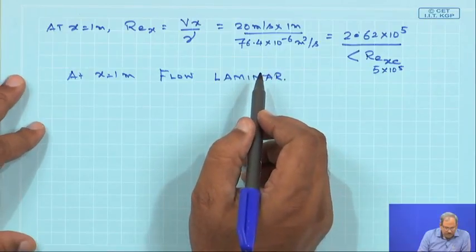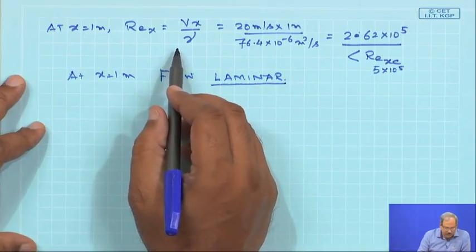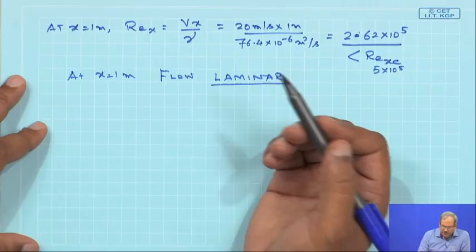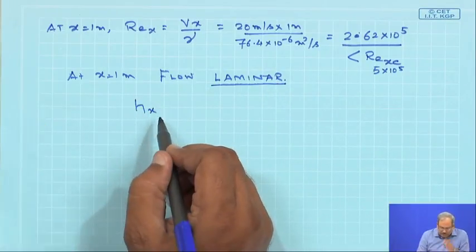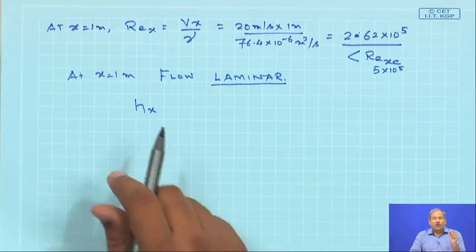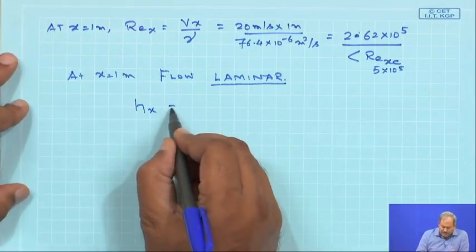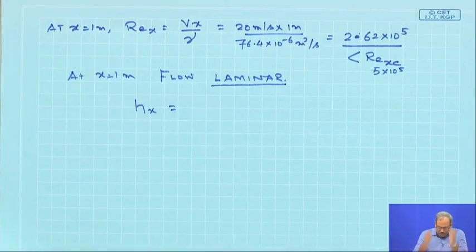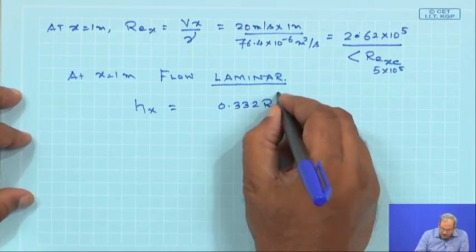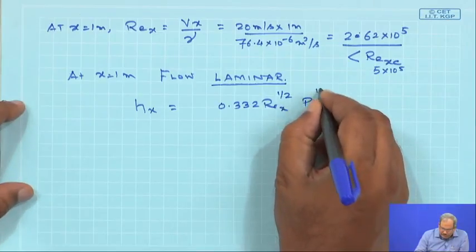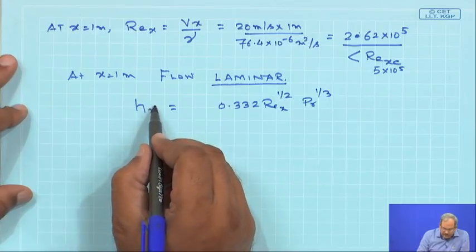So, therefore, you need to choose the correct expression for Nusselt number, or in that way the value of Hx based on the laminar correlation of Nusselt number. The laminar correlation of Nusselt number in this case would simply be 0.332 Reynolds number to the power half, Prandtl to the power 1/3, and this is Hx by k, sorry, Hd by k.